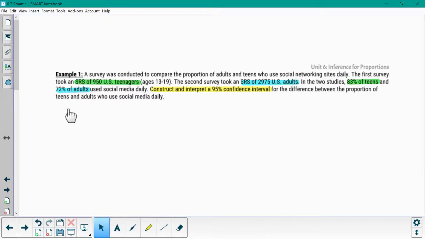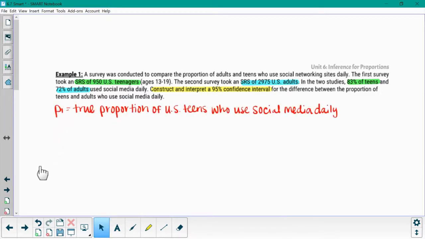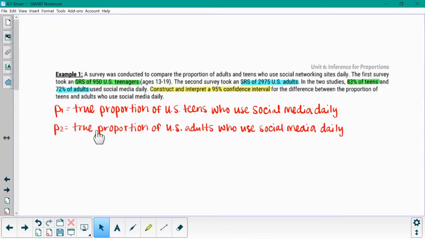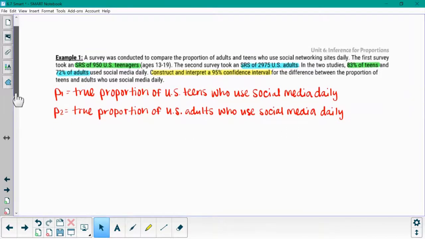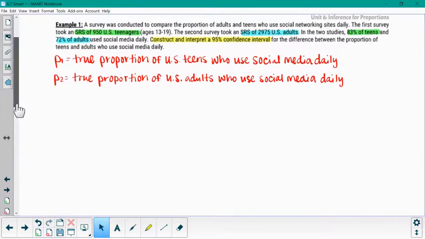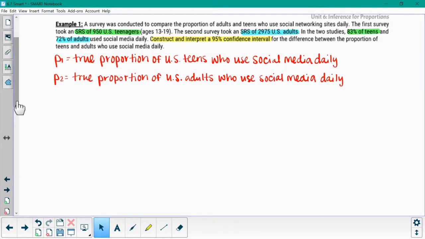The first thing I want to do is define my parameter. So I'm going to define P1 as the true proportion of US teens who use social media daily. I will describe P2 as the true proportion of US adults who use social media daily. Once I'm done defining my parameter, I'm going to check my assumptions and conditions.